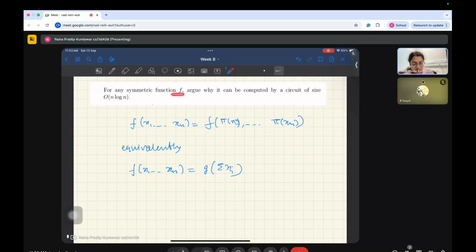Now we want to show that f can be computed by a circuit of size n log n. This is where we'll really use this g. So show that g can be computed by a circuit of size n log n.